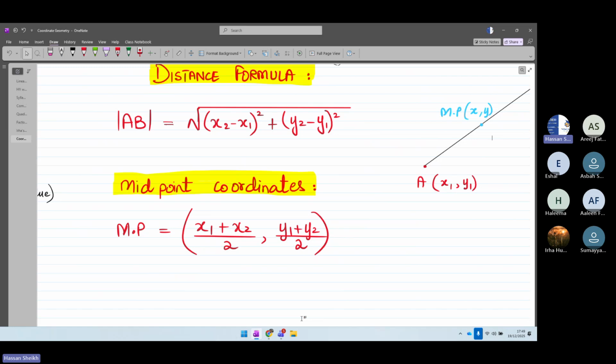Midpoint coordinates. What is the midpoint x coordinate? x1 plus x2 over 2, comma. What is the midpoint of the y coordinate? y1 plus y2 over 2. So remember that this midpoint formula is in the form of a coordinate. It is not a distance, so it must be written in brackets, just like we write x comma y in brackets to represent the two coordinates of a point. That's how we also represent the midpoint of any line. Sum them up, divide them by 2. That's how you get the midpoint of the x coordinate and the midpoint of the y coordinate.